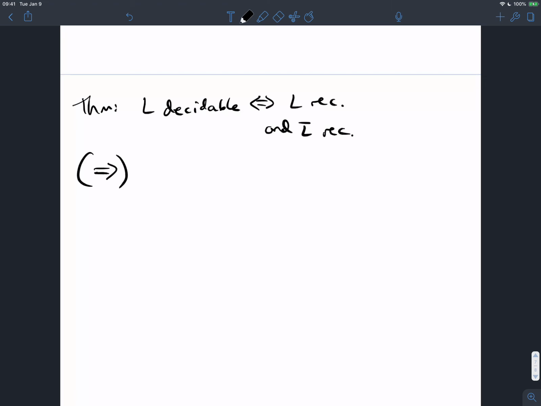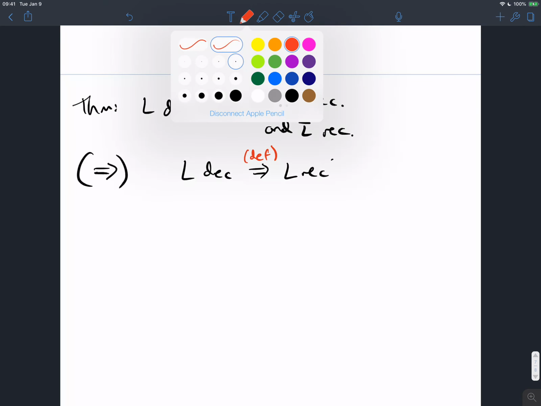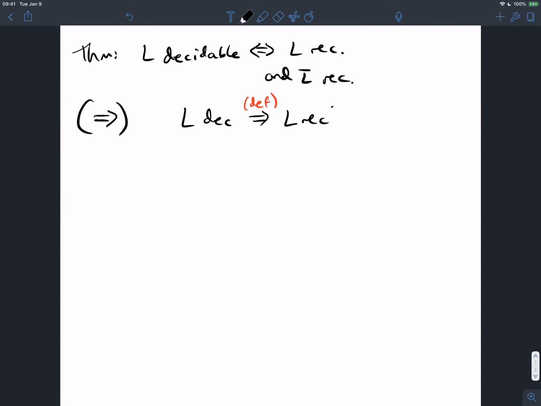Is that true? Well, I mean, it's the theorem statement, so it must be true. But why is that true? If L is decidable, is L bar recognizable? Yeah, why is that true? It's just the definition, because we talked about that earlier. So I'll put def there. It's definitely the definition. Well, let's see. We've got to get down here to L bar recognizable at some point.